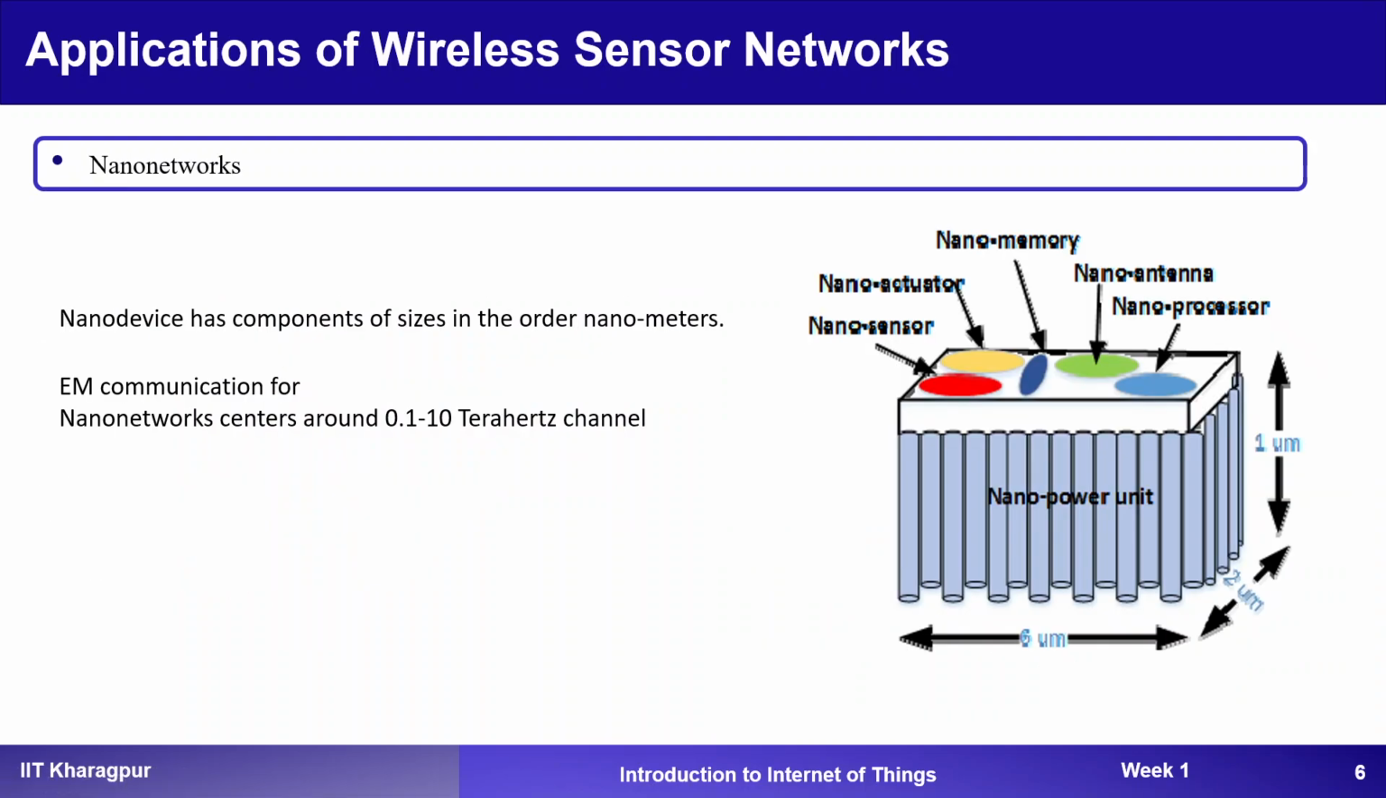After that, we also use wireless sensor networks in nano networks. So nano networks are the networks where the devices or components used are of size nanometers, right? For their communication, we can use a wireless sensor network, and the communication used in nano networks is of range 0.1 to 10 terahertz.